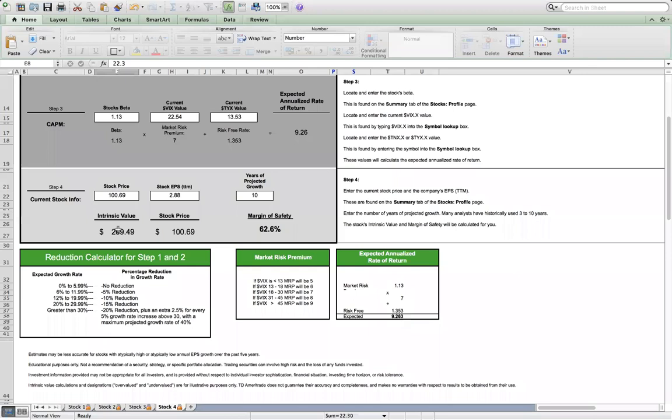Does that make sense? Now, you don't just want to use this right here to go in and determine whether you should buy a stock. You still want to look at the fundamentals and learn about how they make their money and stuff like that.